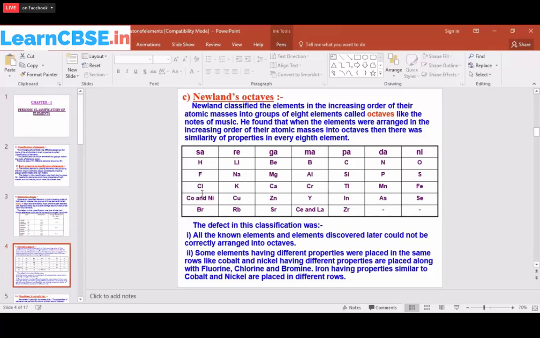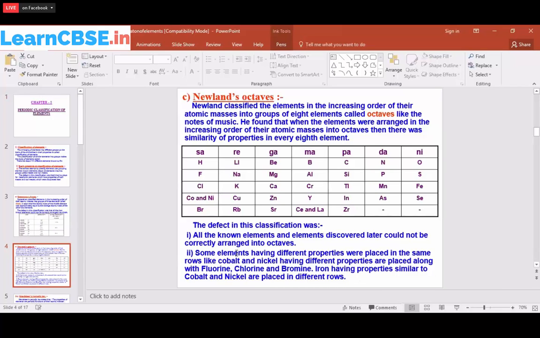So they placed fluorine, chlorine, bromine together. These three have the same characteristics. These are all halogens, and also these are all non-metals. But cobalt and nickel are metals, transition metals, which can change their oxidation states. But they have placed these elements with the non-metals. But this is not following their order.